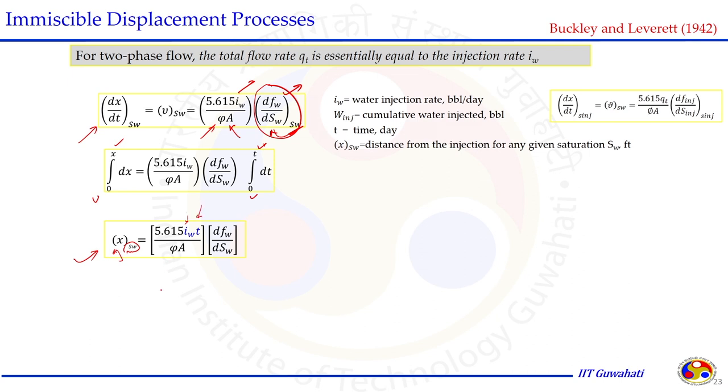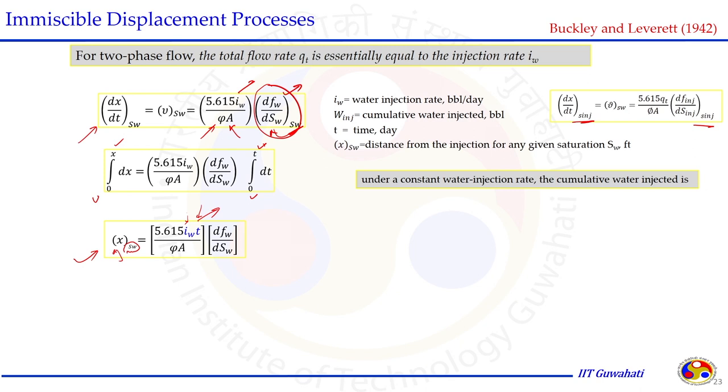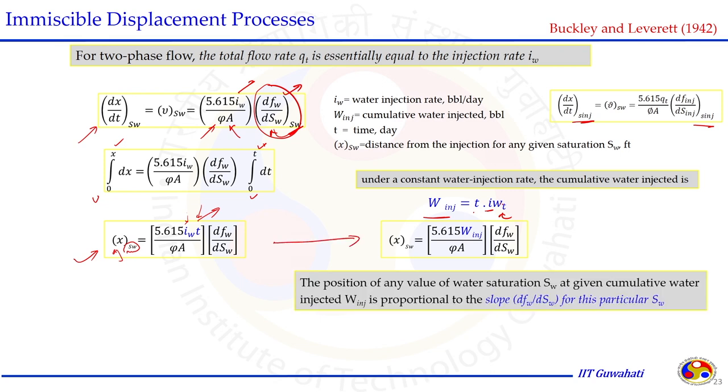To calculate the position the front will reach with a particular injection rate within this time frame, we can use this equation. In simplified form we can also write it in terms of the injection, because this theory is applicable for both oil and gas. Under a constant water injection rate, the cumulative water injected can be written as IW multiplied by the time. So this is the cumulative water injection into the system.